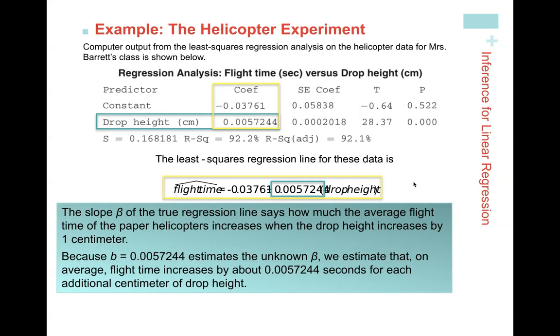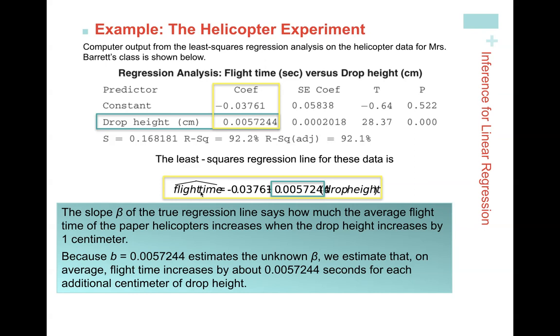So now let's go back to Mrs. Barrett's class and the helicopter experiment. They used Minitab software, and here's the Minitab output. The coefficient of the constant is this value right here. That's your little a, your y-intercept. The coefficient of the drop height, which is your x variable, is your little b, or your slope.